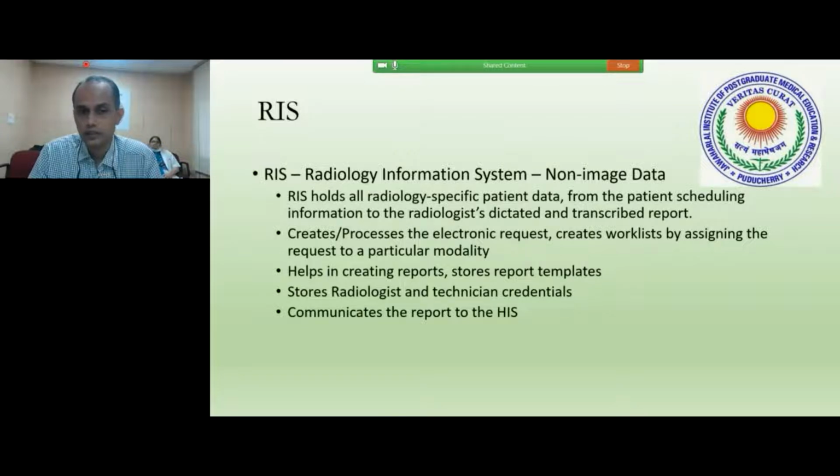So it can create a request on its own, or it can get a request from the HIS and transfer it to the modality. Now, the RIS can also create work lists for each modality, a CT or an MRI, by assigning the request to the particular modality. And the RIS also helps in creating reports.